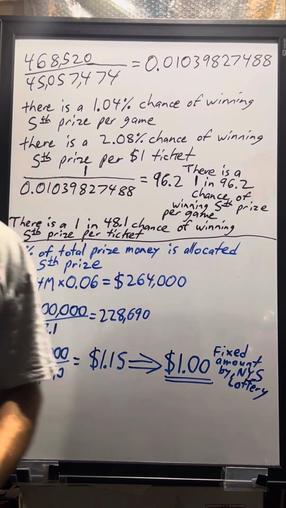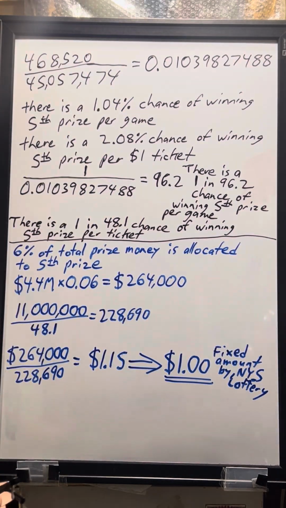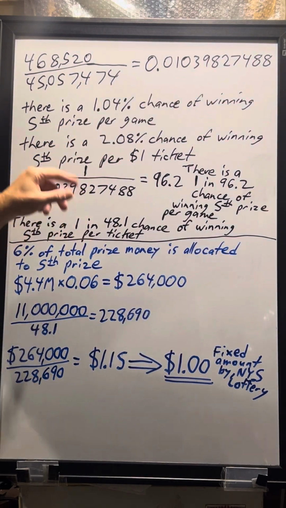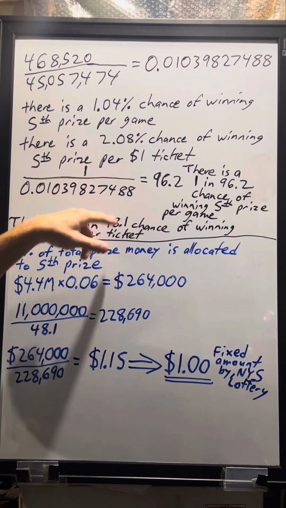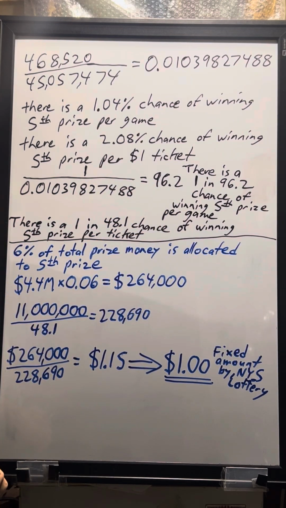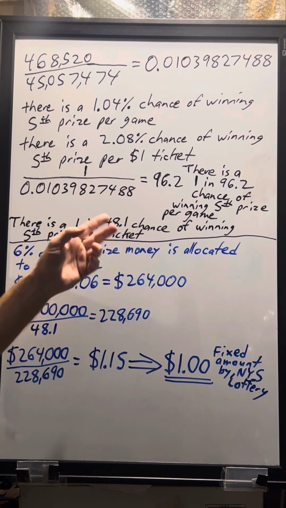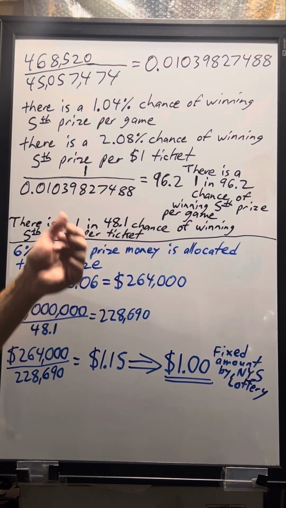Now, since there's 2 games a ticket, you've got a 2.08% chance of winning 5th prize per $1 ticket. But let's say you wanted to express that as 1 in whatever, you would just take the reciprocal of this number, which is 1 divided by that long number, and you get a 1 in 96.2 chance of winning 5th prize per game, or 1 in 48.1 chance of winning 5th prize per ticket.